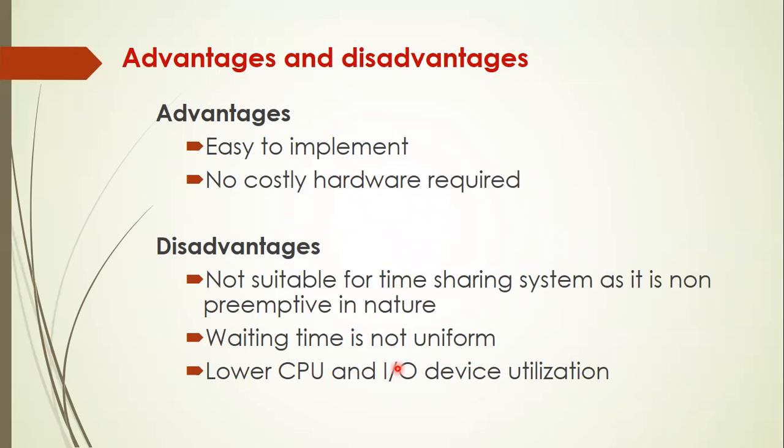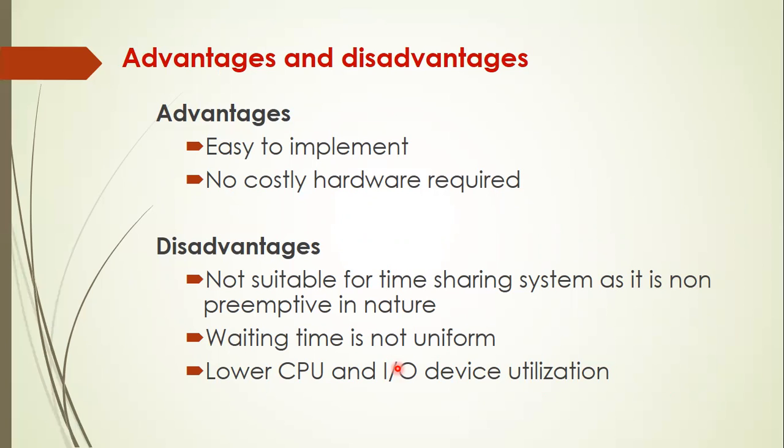So waiting time is not uniform. And the last drawback is that CPU utilization as well as input output device utilization is also not so efficient in case of the FCFS policy. Because if the first process is a very big process, it will utilize the CPU for a longer duration, so there the CPU utilization is more. Whereas if the next process is a very short process, it will not utilize the CPU for a longer duration, which means its CPU utilization is less. So for the bigger process the utilization is more, and for the shorter process the utilization is less.